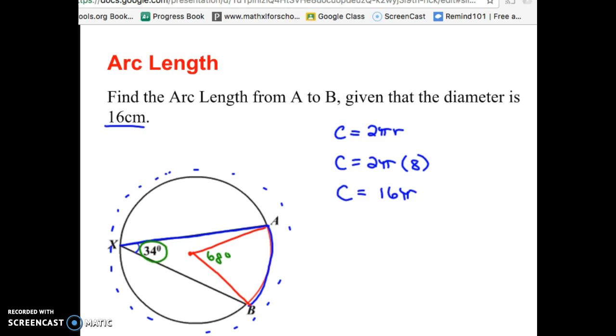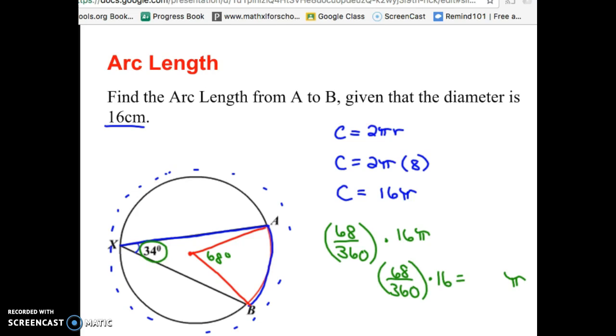Okay, and that's what you would have learned yesterday. If this over here is 34, the central angle is double. It's 68. So I know that 68 out of 360 degrees, because there's 360 degrees, I'm finding that arc. So I'm just going to simply multiply that again times 16 pi. And like I told you before, on your calculator, it's easier just to multiply 68 over 360 times 16, and I'm going to write that next to pi.